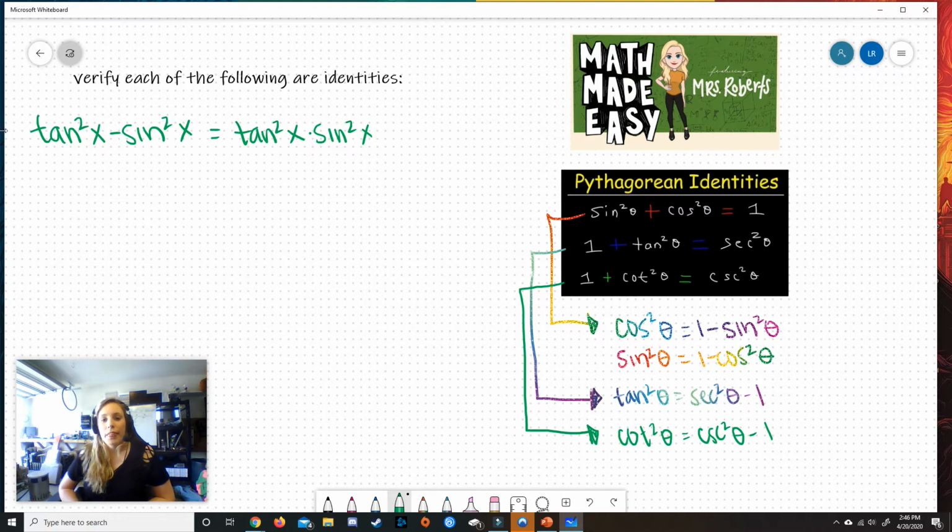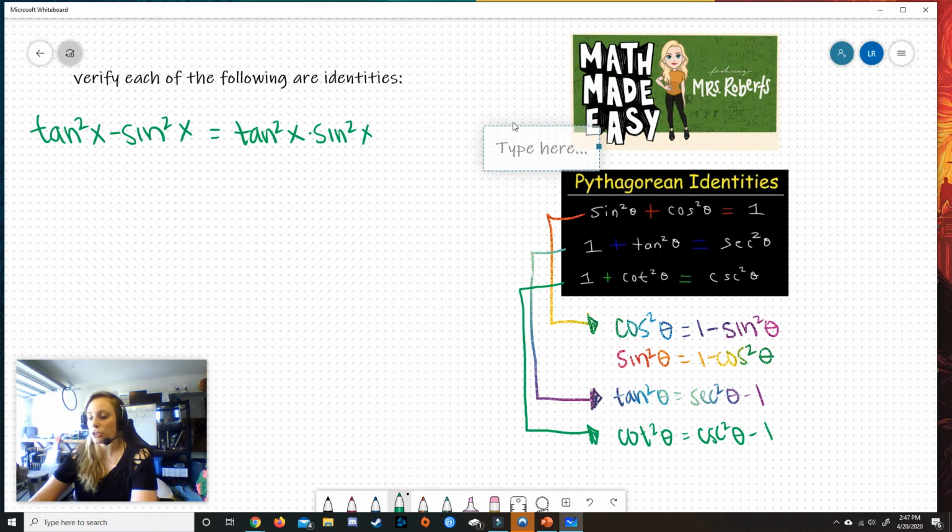When you are working through these problems, it is important to know that there are so many different ways to start this. You can get things in terms of sine and cosine. You can try to get things in terms of a Pythagorean identity. You can use reciprocal properties. You can use quotient properties. Whatever works the best for you. Now, my first piece of advice is going to be start with the more complicated side.